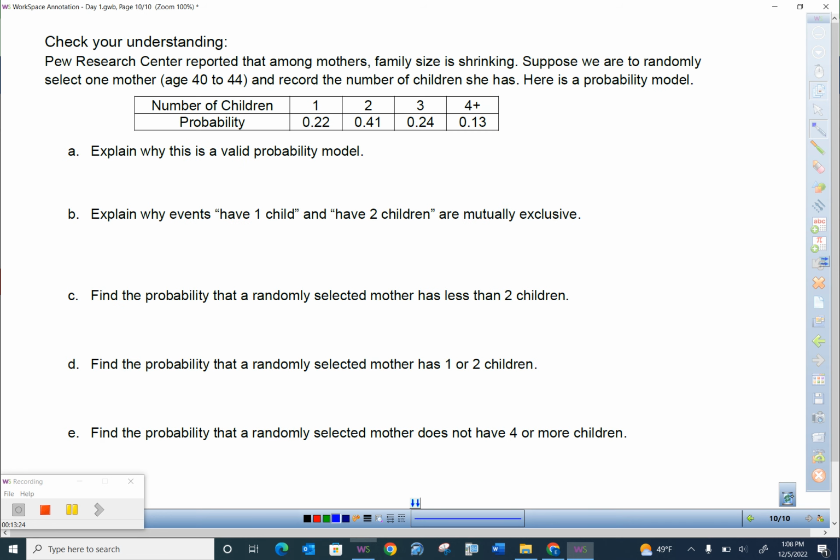Last thing you're going to do is just practice answering some questions with a probability model. Okay, it says why this is valid. Remember, there are 2 rules. These probabilities have to be possible, and they must add to 1. Okay, so based on that, go ahead and answer those questions A through E, then come back and check your work.